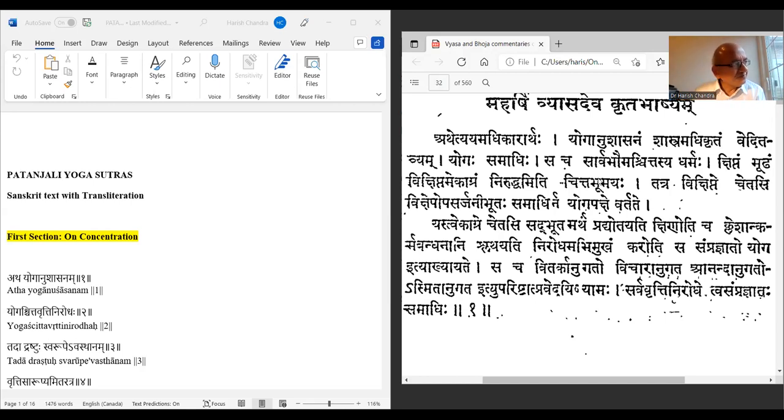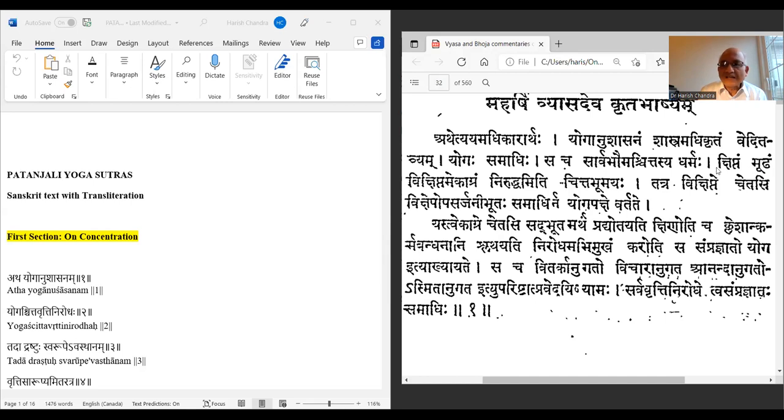Seeds and the kernels that germinate. So that is another analogy. Okay, let's not go into that detail now. So I was just saying, all the grounds, all types of soil, all types of chitta.